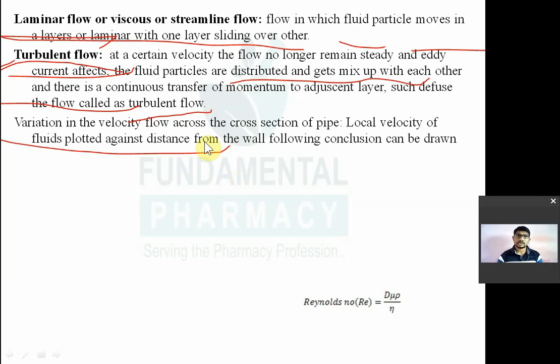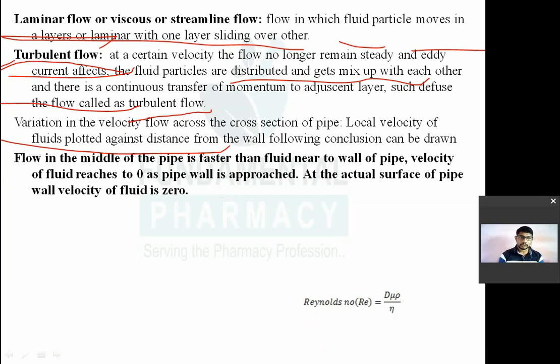So if you plot a local velocity of fluid against the distance from the wall of the pipe, you will draw some conclusion. You will find some conclusion. Now, what are these conclusions? So flow at the middle of pipe is faster than the flow near the wall of the pipe. Okay, the velocity of fluid reaches zero as the pipe wall is approached.